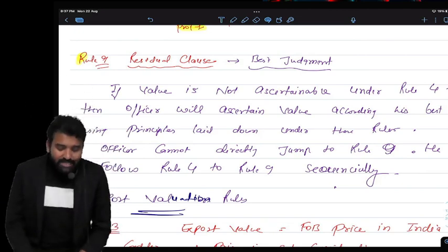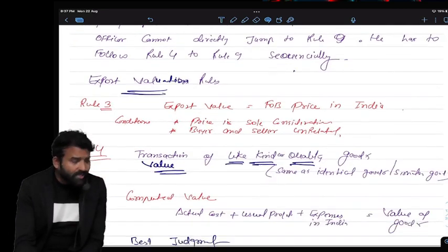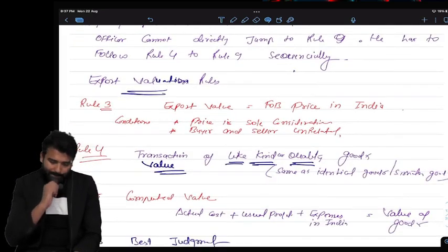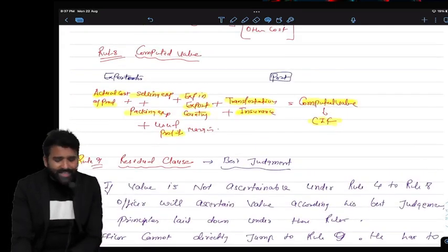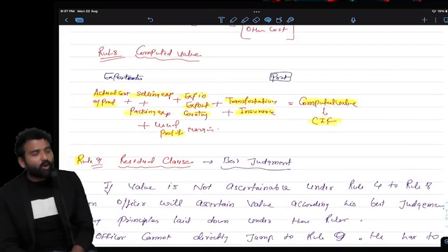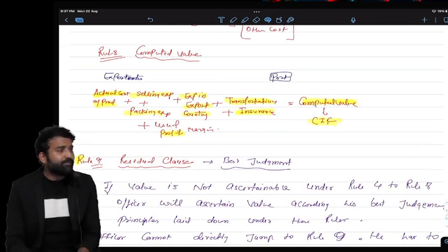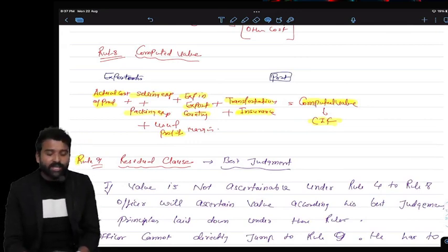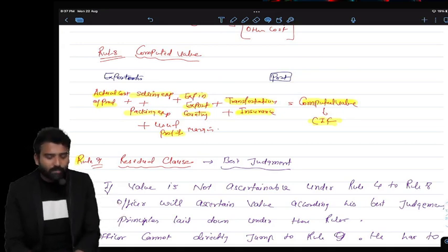Now sir, what about export valuation rules? It is actually not important. Actually for that you have to ask for the cost reports from the exporter. If the cost reports are provided, then only you are able to calculate the actual cost of production. Otherwise this rule cannot be applied.